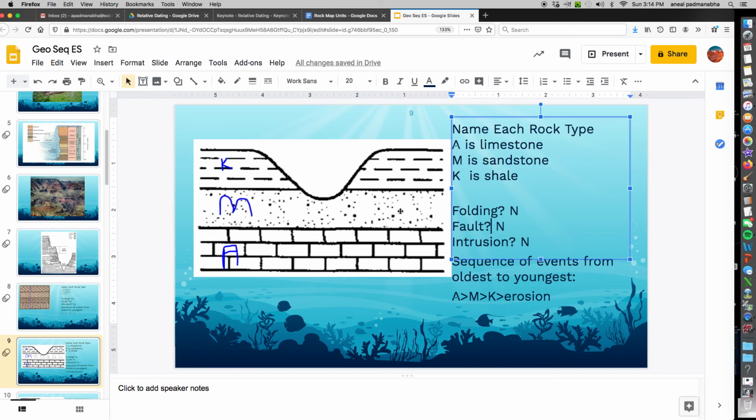Here you have folding. Is there any folding? Nope. Any faults? Nope. Any intrusions? No. Sequence of events: A was deposited, then M was deposited, then K was deposited. And then erosion happened. How do we know erosion?